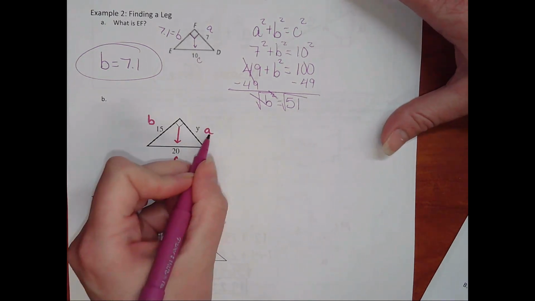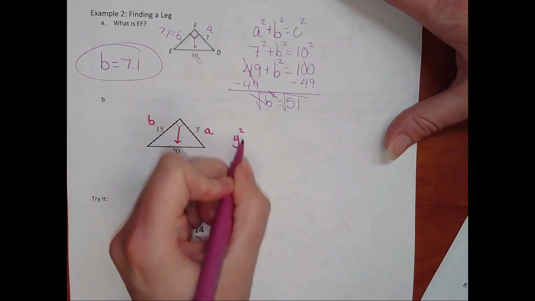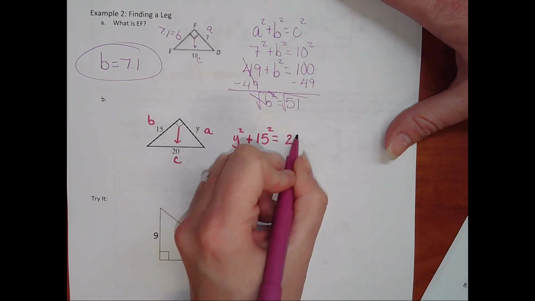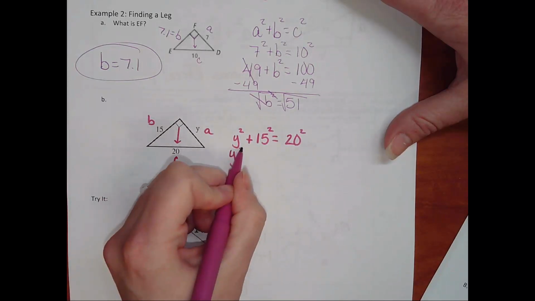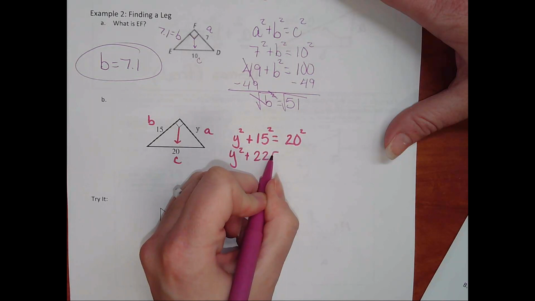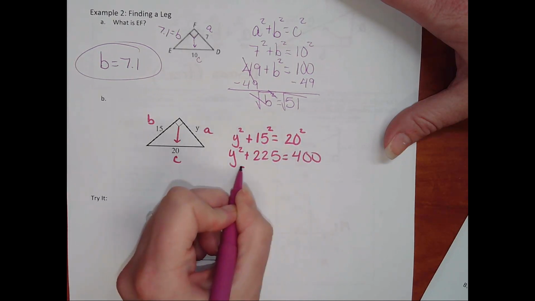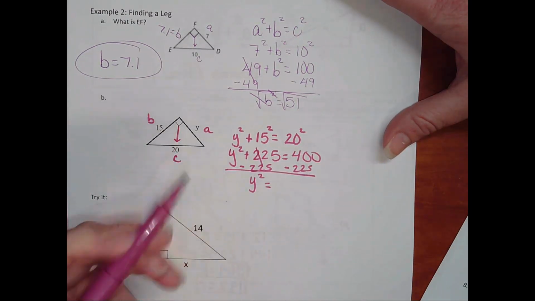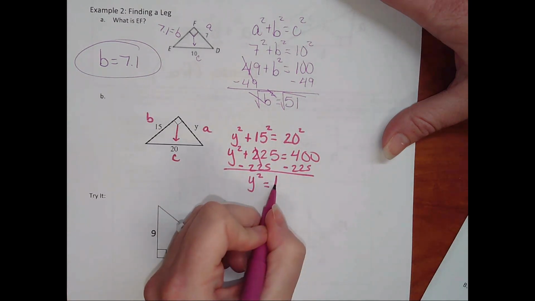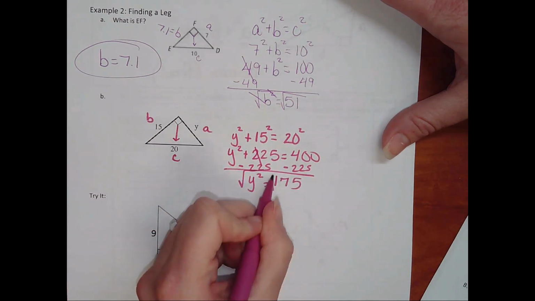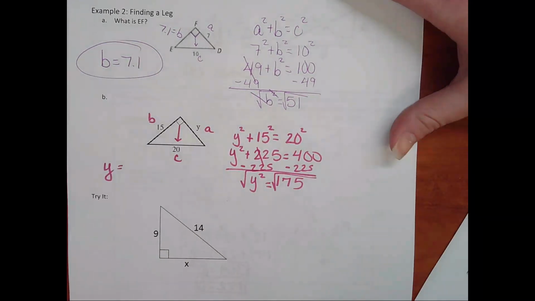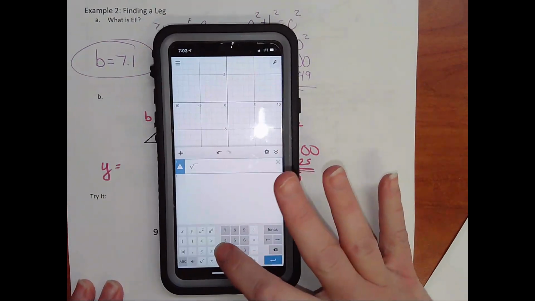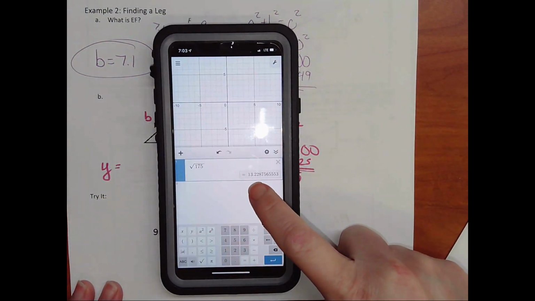So Pythagorean theorem says take a squared, plus b squared, set that equal to c squared. Square things out. 15 squared is 225. 20 squared is 400. Subtract 225. So this one's a little bit more work because you do have to subtract. 400 minus 225 is 175. And then you're going to take the square root. So grab your calculator. And I'm taking the square root of 175, and I get 13.2.